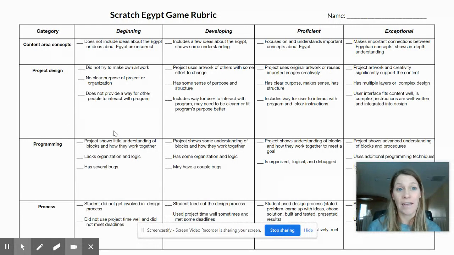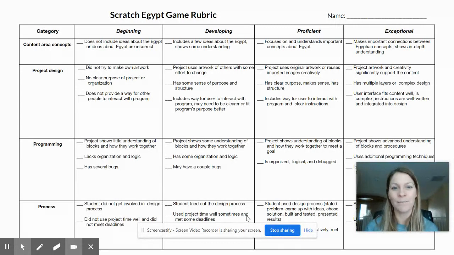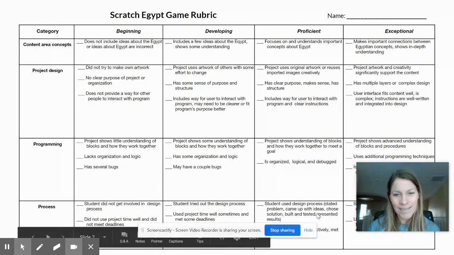Your project design: did you make your own work, your own sprites? Were you able to make sure that there was no background? Did you make it transparent? Do you have multiple layers in your Scratch? Your programming: how easy is it for your sprites to move? Have you realized where you had a loop that didn't work? Have you debugged it? Do you have multiple different sets? And then the processing too.